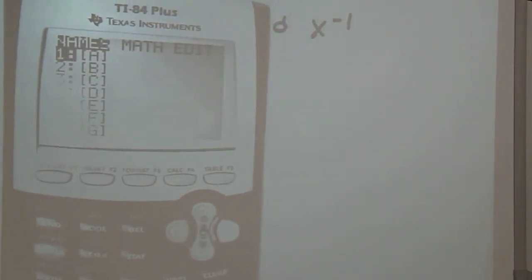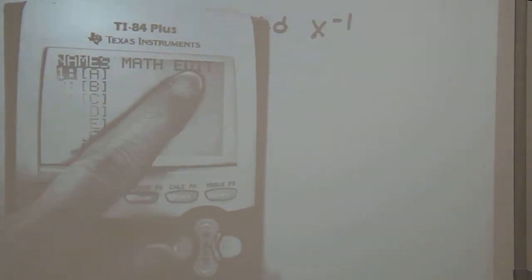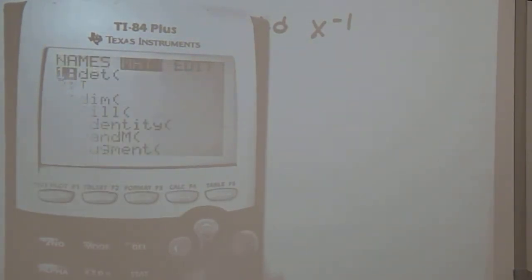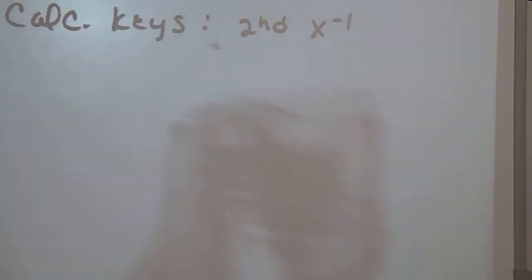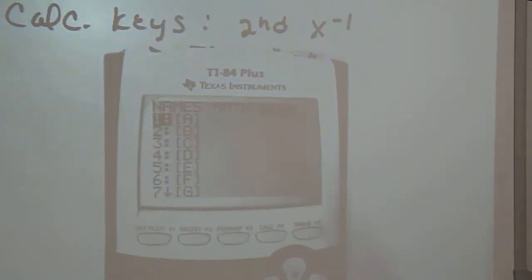And then you'll come up to a screen that says Names, Math, and Edit. Each of these are names for a matrix. Well, I want to edit a matrix, so arrow over all the way to edit. Okay, so we are arrowing over to edit. And we're going to edit matrix A. Our cursor is right on A, so I'm going to hit enter at that spot.